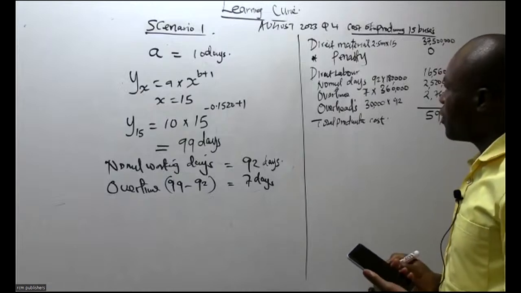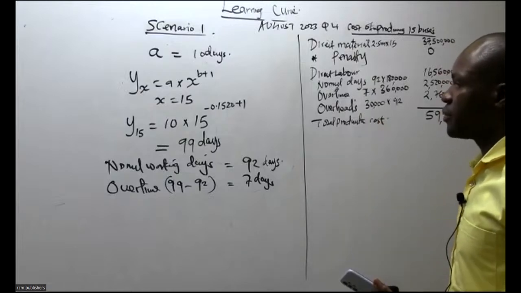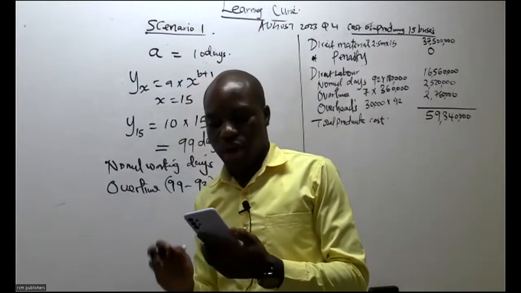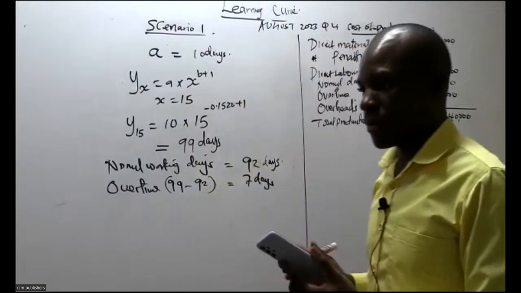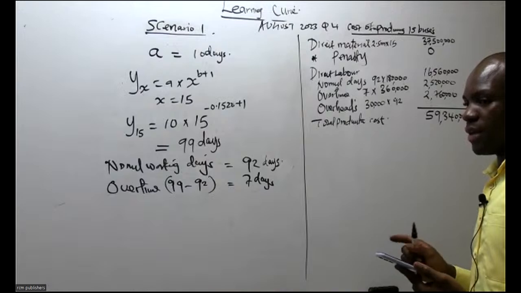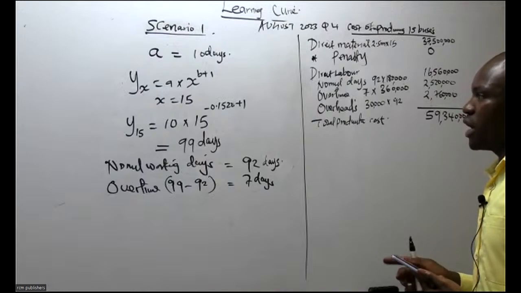59,340. So I have all this indicated there. Is it clear? Are we now okay with the workings of scenario 1? Have we seen something? Now, this is what I was talking about.